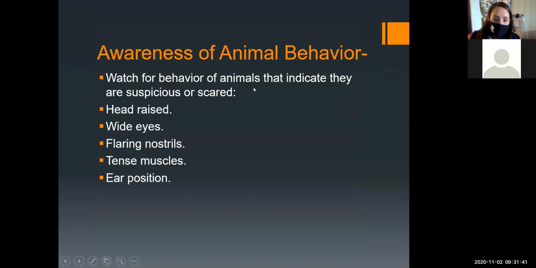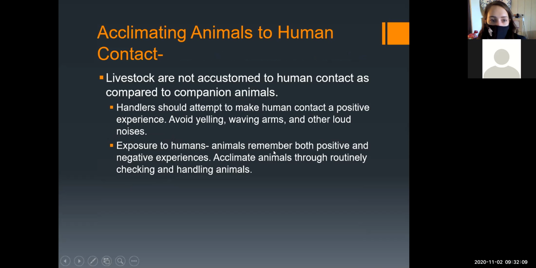Awareness of animal behavior: you need to know what to look for to indicate that the animal is suspicious, scared, or maybe getting ready to attack. Some things to look for are the head raised, wide eyes, flaring nostrils, tense muscles, and their ear position. If the ears are straight up, you know that maybe they've noticed something, they're suspicious, they're scared. So make sure you're watching them, making sure that they don't attack you.